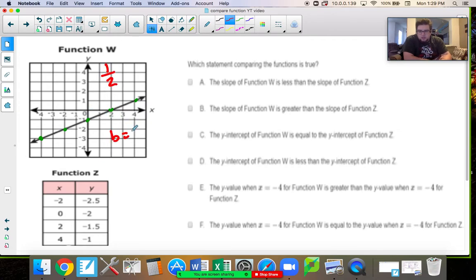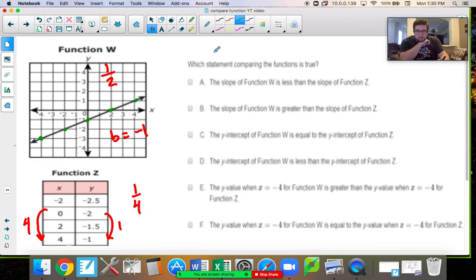Our y-intercept is -1. Then for function Z, again, any 2 rows, so I don't have to use these decimal point ones if I don't want to. So from here to here, that's 4 and 1, so that's really 1 over 4.